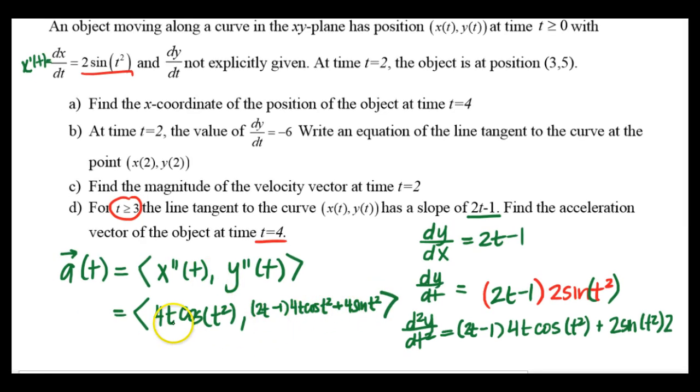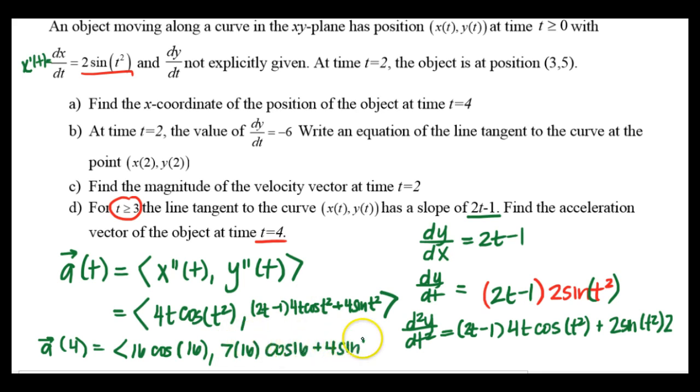So now all that's left to do is substitute in 4. So we wanted the acceleration vector at 4. So a of 4, we're just going to leave it pretty messy. We're not going to plug it into our calculator. So if I plug in 4 here, I'll get 16 cosine of 4 squared, which is 16. And then here, if I plug in 4, I will get 7. But then times this 4, I'm just going to leave it. A 7 times 16 cosine of 16 plus 4 sine of 16. So as messy as that is, that is the acceleration vector of the object at time t equals 4.